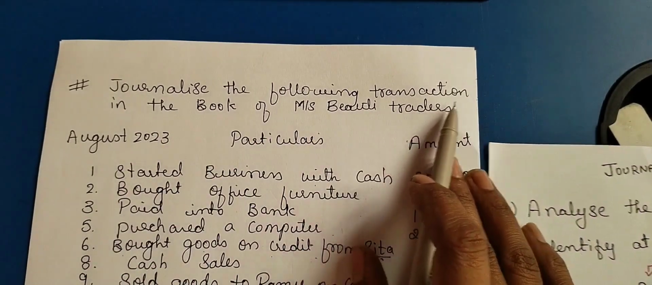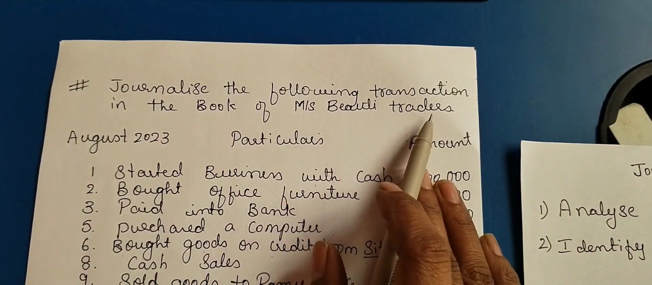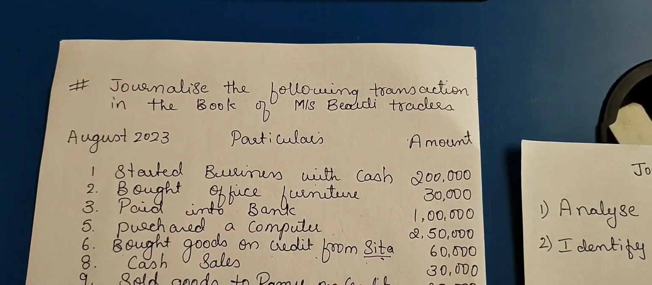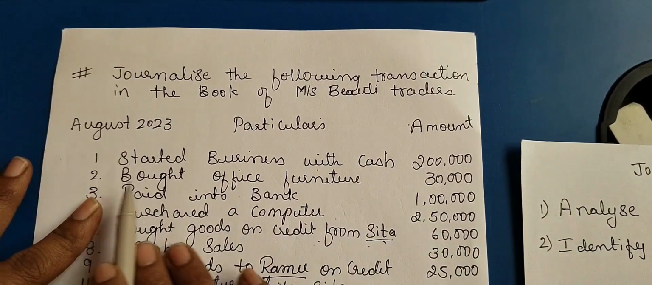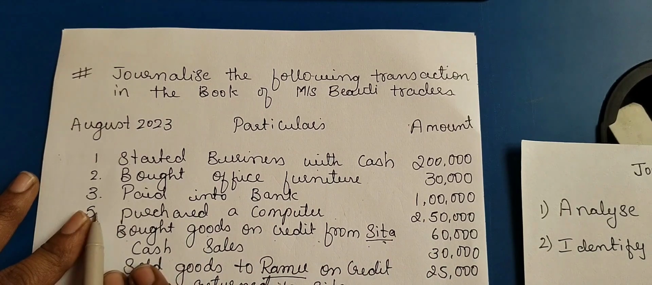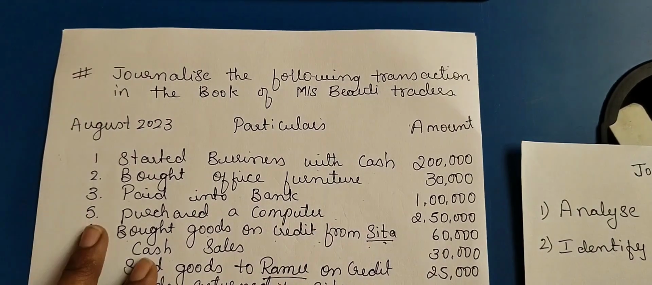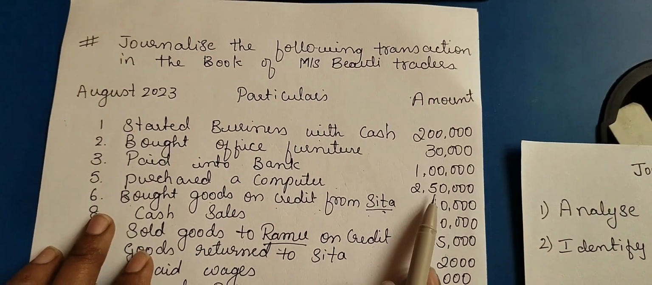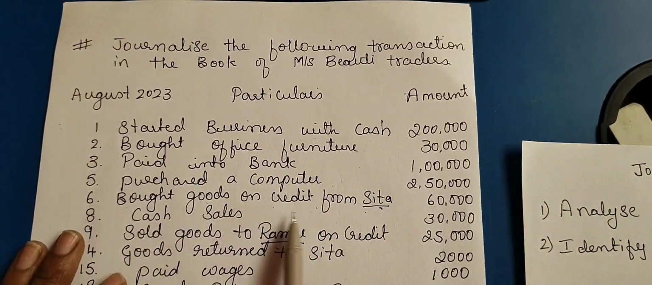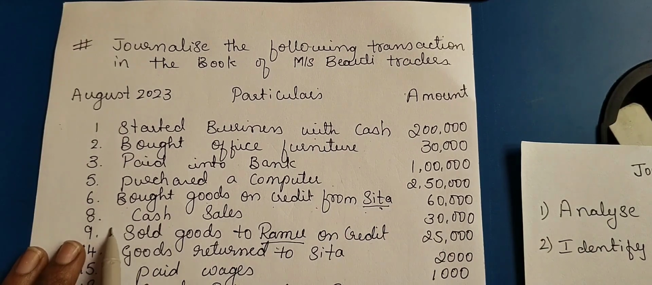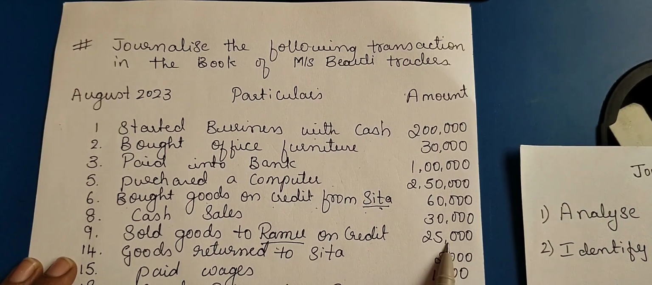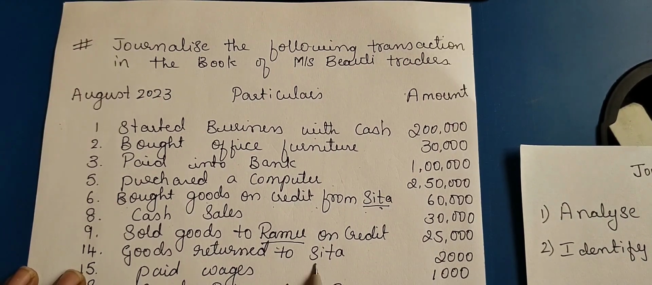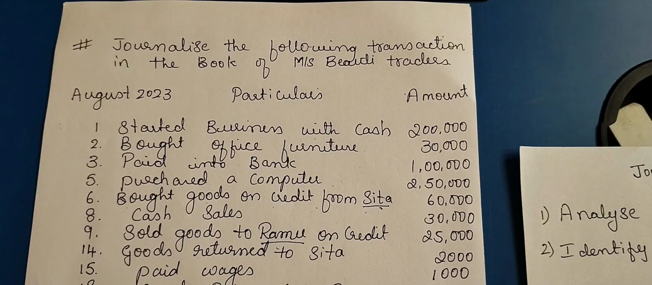Journalize the following transactions in the books of Miss Beauty Traders. Date, particulars, amount. August 2023. First, started business with cash 2 lakh. Second, bought office furniture 30,000. Third, paid into bank 1 lakh. Fifth, purchased a computer 2 lakh 50. Sixth, bought goods on credit from Sita 60,000. 8th, cash sale 30. 9th, sold goods to Ramu on credit 25,000. 14th, goods returned to Sita 2,000. 15th, paid wages 1,000. 18th, goods returned by Ramu 2,000.